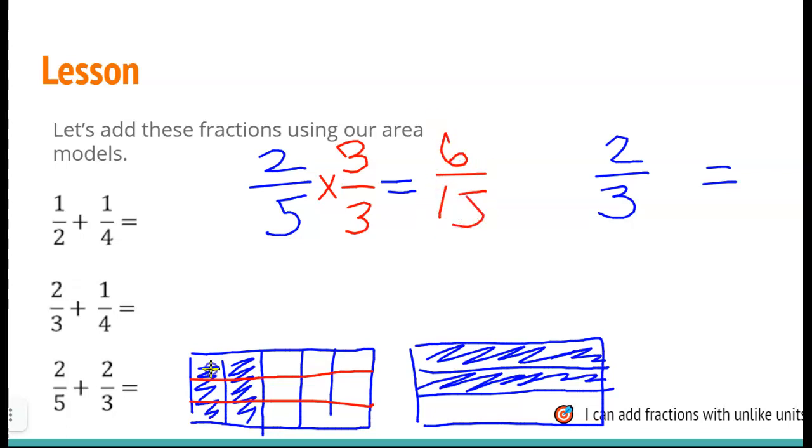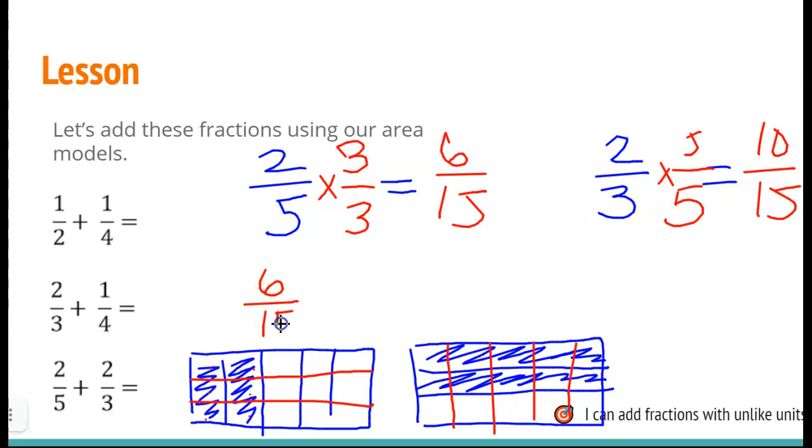You could also just count 1, 2, 3, 4, 5, 6. There we go. Now I have 2/3. I'm going to go ahead and show my fifths on there, and we get what? We get that 2/3 is the same as 10/15. All right, let's go ahead and add them together. So we have 6/15 plus 10/15, and we would have got 16/15.